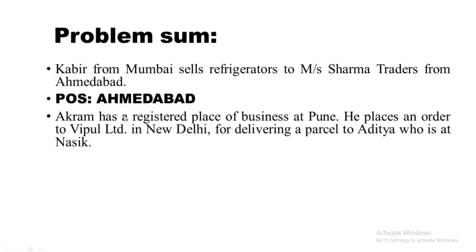Next, Akram has a registered place of business in Pune. He places an order to Vipul in New Delhi for delivering a parcel to Aditya, who is at Nasik. Again, now here there are three people.